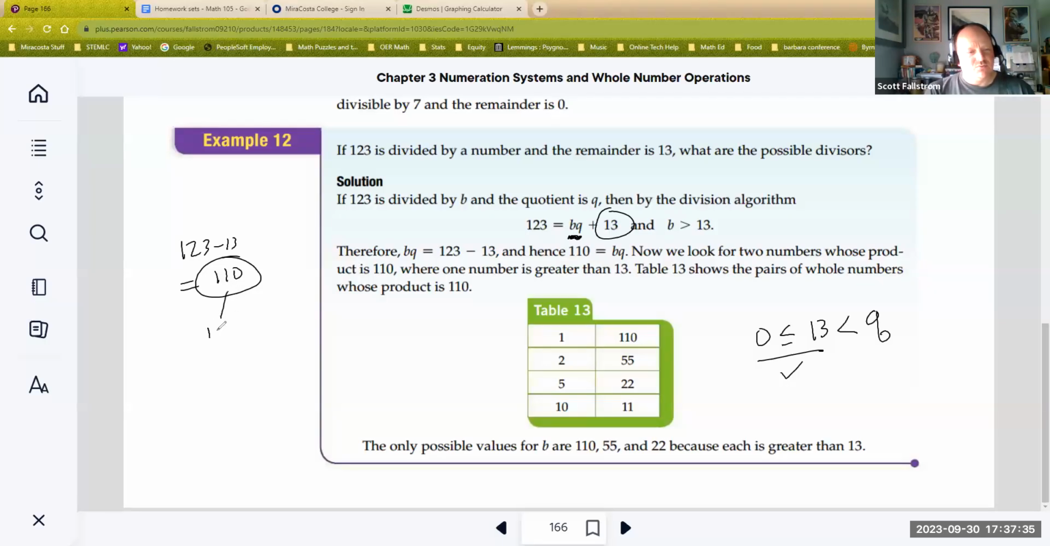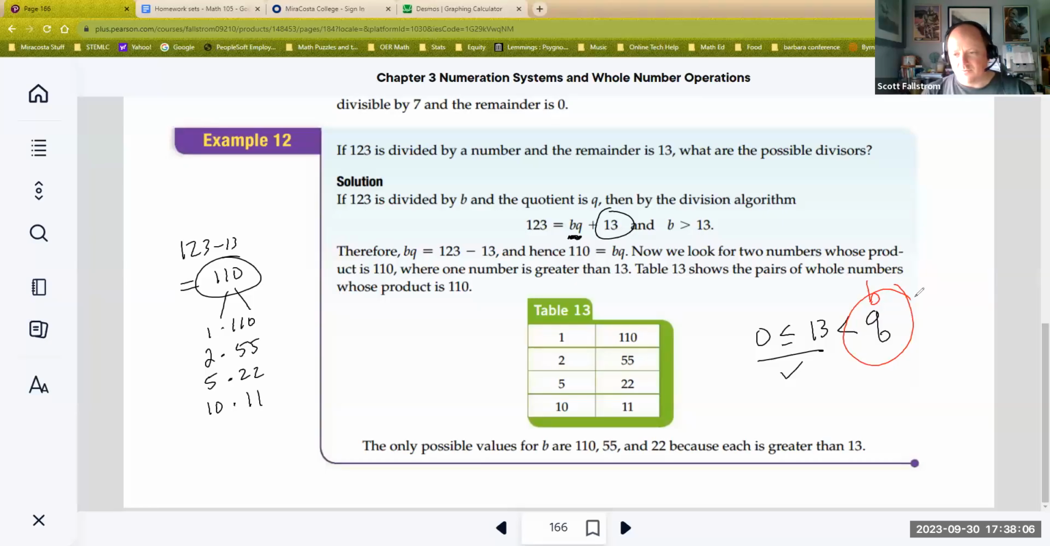You could say, well, it's 1 times 110. Okay. You can see that 110 is even, so it could be 2 times 55. Ooh, there's a multiple of 5, so I could say 5 times 22, and also 10 times 11. Now, this is where we have to use that statement. Remember, what we're putting in here is a potential quotient, right? Quotient is Q. That also means our divisor B has to be less than or equal to 13 there.